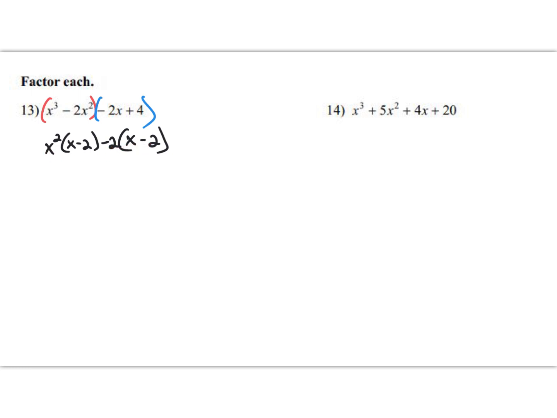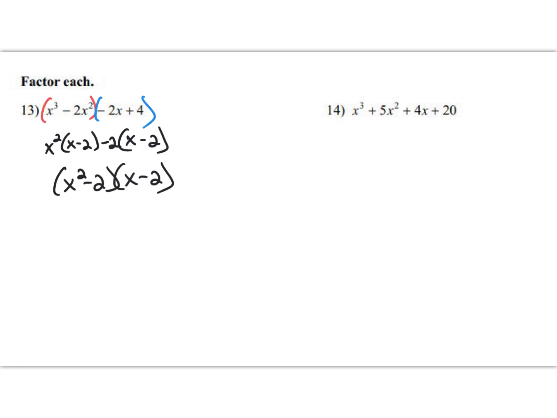So when we group like that, you see this common binomial of x minus 2, and then you also take the factors you factored out of x squared minus 2. So our answer, we have the x squared minus 2 times x minus 2. And again, if you were to FOIL this, you would end up with this term right here.